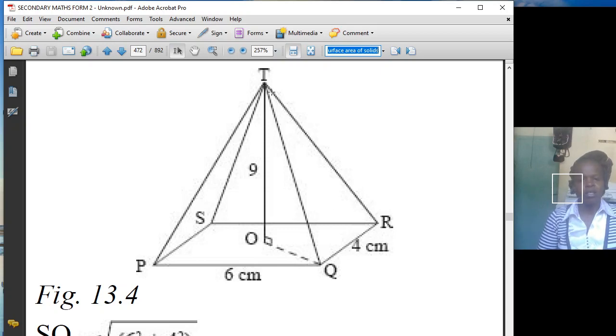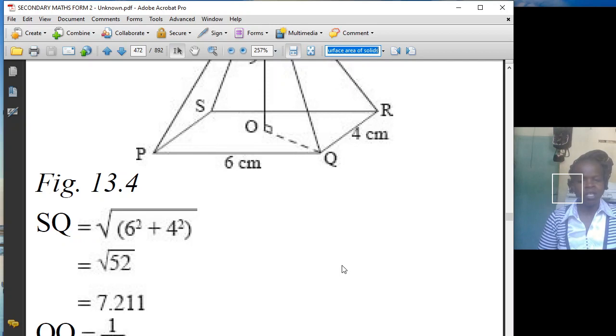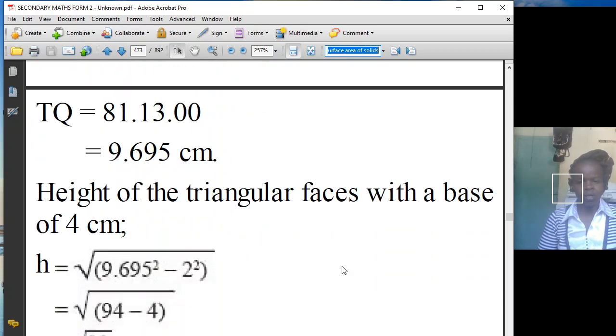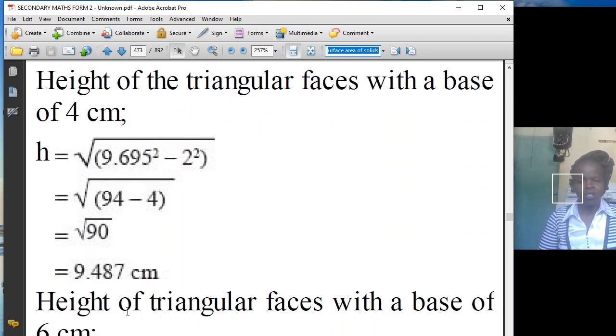Whereby, TQ acts as the hypotenuse. The base will be half of 4, which is 2. So it will be 9.695 squared minus 2 squared. It will give you that height on finding the square root. That will be for one triangle with a base of 4.